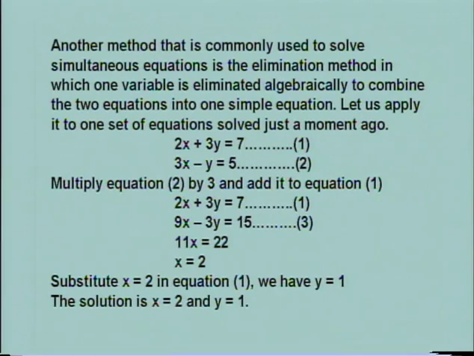We try to do that to ensure that we can have common coefficients either for x or for y. So by adding or subtracting, we can get rid of one of the variables. In this case, if we add, we will have 9x plus 2x equal 11x, minus 3y plus 3y will give us 0, so the y has gone. 15 plus 7 will give us 22. So 11x is equal to 22, x is equal to 2.